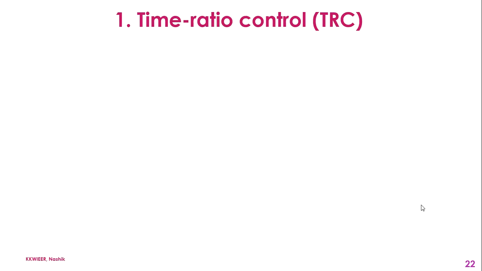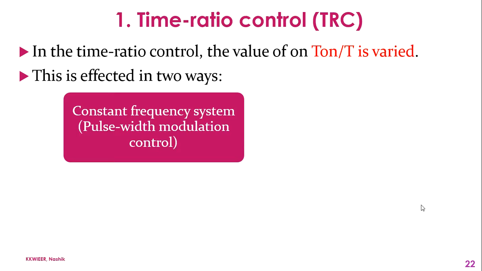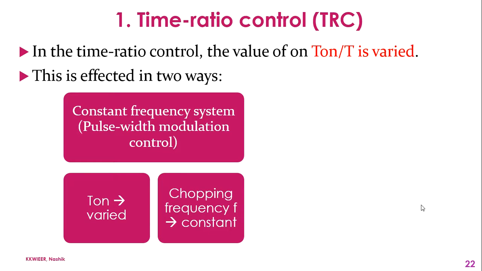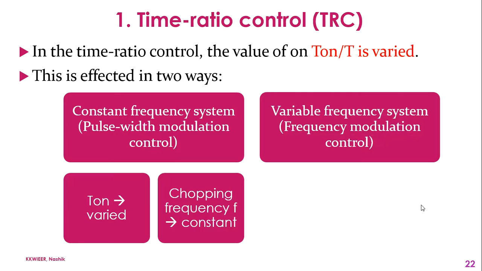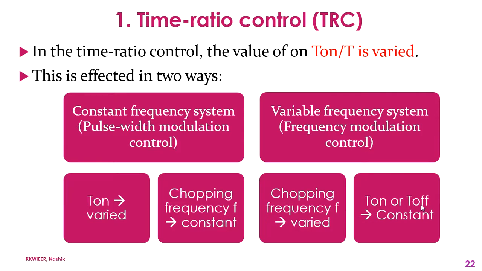So the first one is time ratio control, that is a TRC. In the time ratio control, the value of T on by T is varied. This is effected in 2 ways. The first one is constant frequency system, which is also known as pulse width modulation control. In this, T on is varied whereas the chopping frequency F is kept constant. And the second is variable frequency system, in which the chopping frequency F is varied and the T on or T off is kept constant. So this variable frequency system is also known as frequency modulation control.